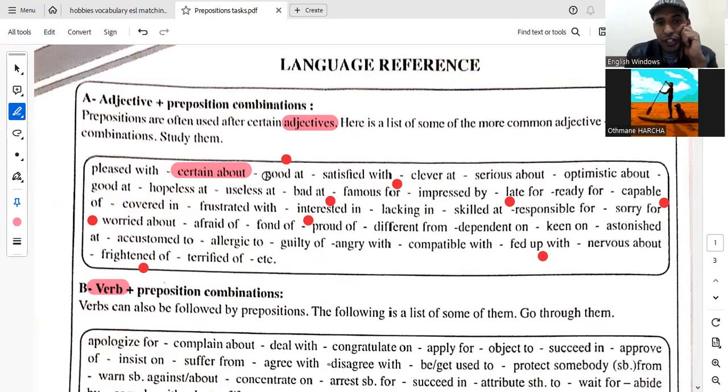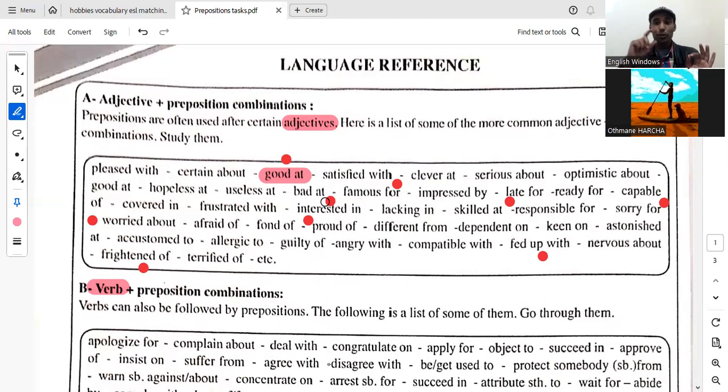Okay, and then we have good at. I think it's clear. Good at, right? Okay, what are you good at, Othmane? Give me an example of something that you are good at. Ride a bicycle. Oh, so give me a sentence. We say, I am good at riding a bicycle.